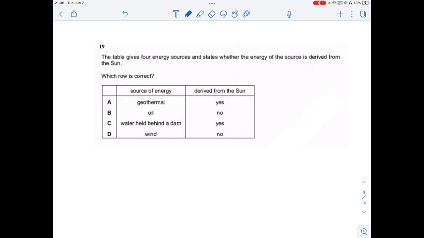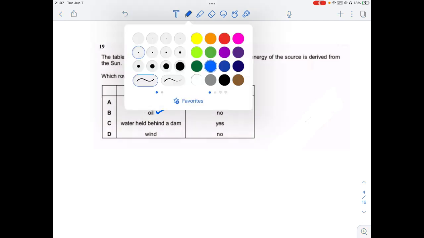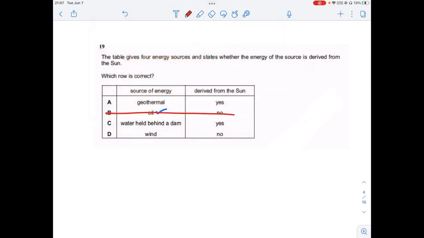Coming to the next question, question number 19. The table gives 4 sources of energy; state whether the energy of each source is derived from the sun or not. First of all, we know that oil is derived from the sun. How? Because billions of years ago, plants took energy from the sun, and the animals died, were buried, became fossils, and eventually became oil. So oil is derived from the sun, but the option says it is not, so option B is wrong.